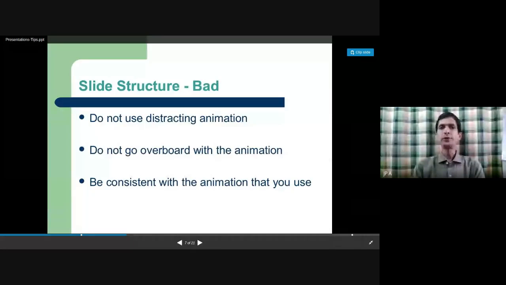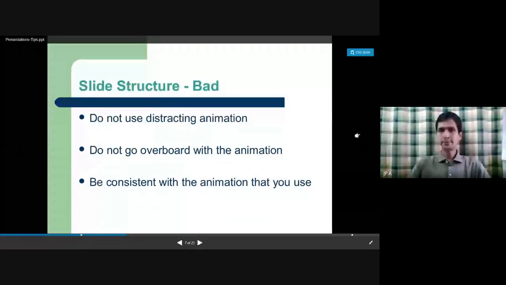We are not showing a video. We are showing a PowerPoint presentation. Don't go overboard, which means don't be excessive. Don't use too much. But if you use an animation, it should be consistent. It should be used properly throughout your presentation.